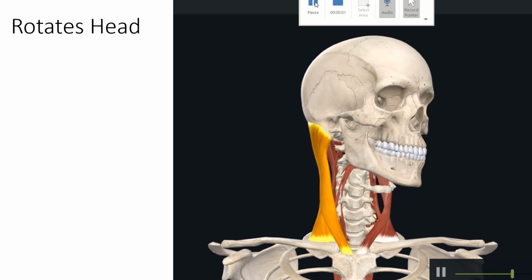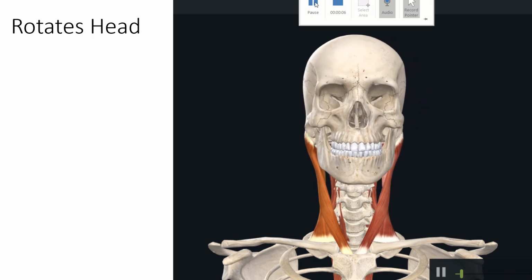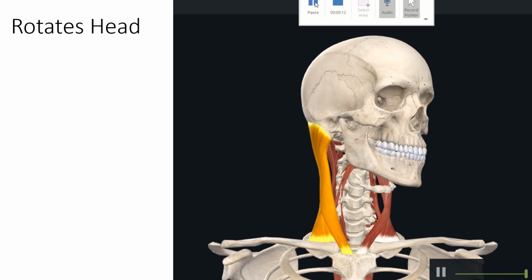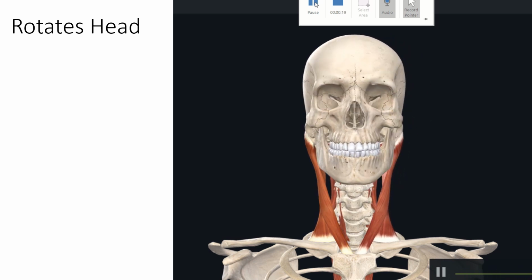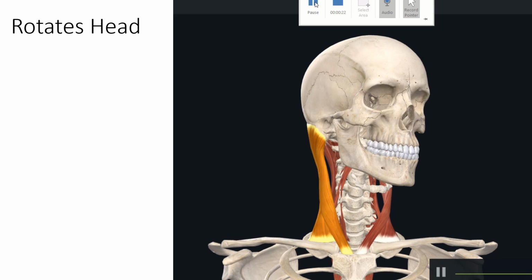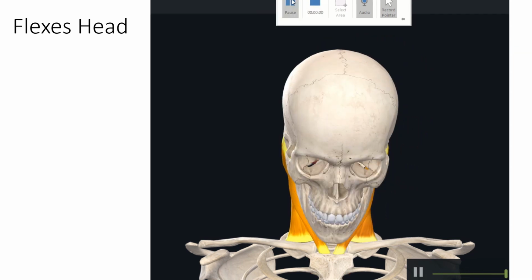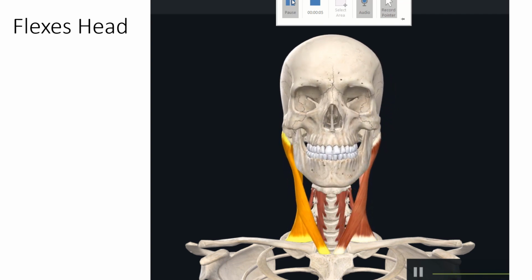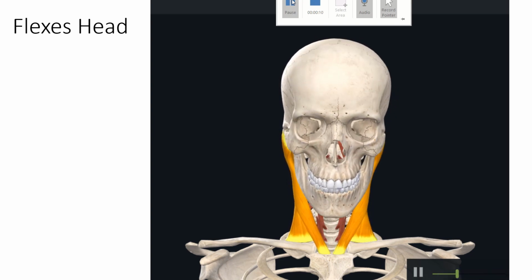So here we have the head rotation, and what you're going to see is that whatever muscle is actually doing the contraction is on the opposite side of the direction the head is turning and rotating. Okay, so only one of the sternocleidomastoids will be activated at one time while we're actually rotating the head. Here we have flexion of the head, and in this case you can see that both of the sternocleidomastoids are actually being used, not just the one.